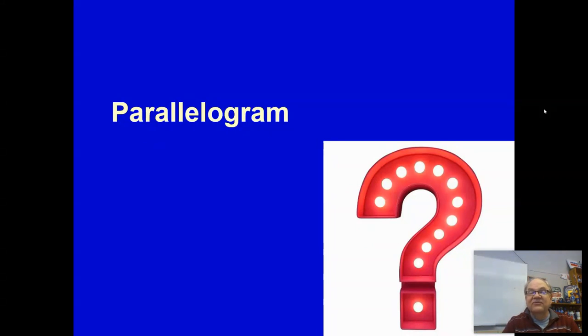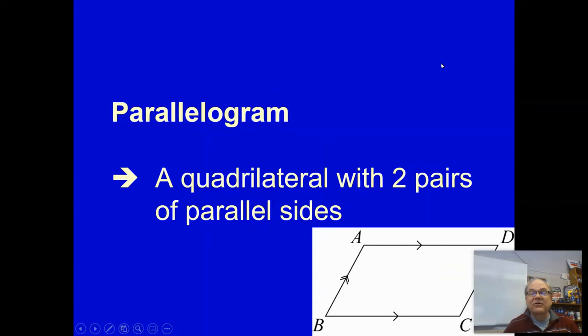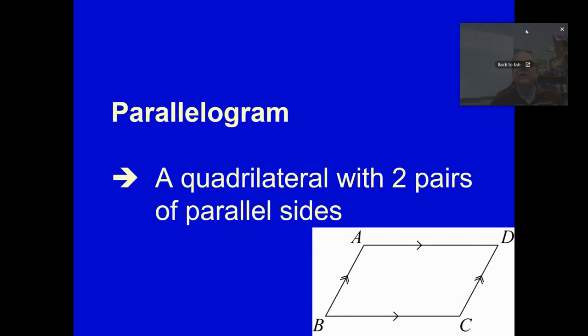Much of the rest of this chapter is going to talk about different types of quadrilaterals, or four-sided polygons. And today in particular, we're going to learn about some properties of parallelograms. You've probably encountered parallelograms before, but we're going to learn some more specifics about them.